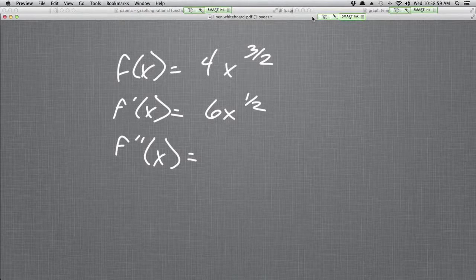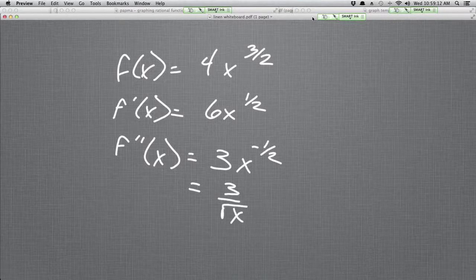Alright, so now I need to take the derivative of this. So 1 half times 6 gives me 3. My new exponent is negative 1 half. So I'm actually dealing with 3 over radical x as my second derivative.